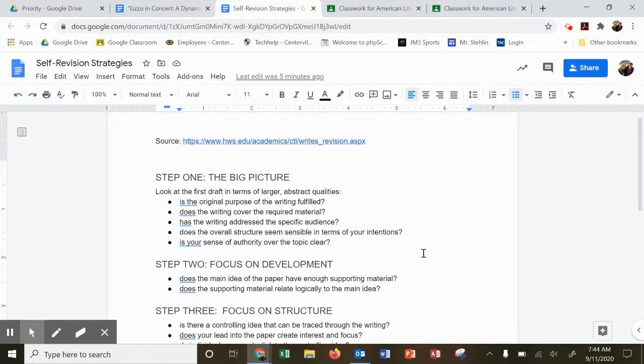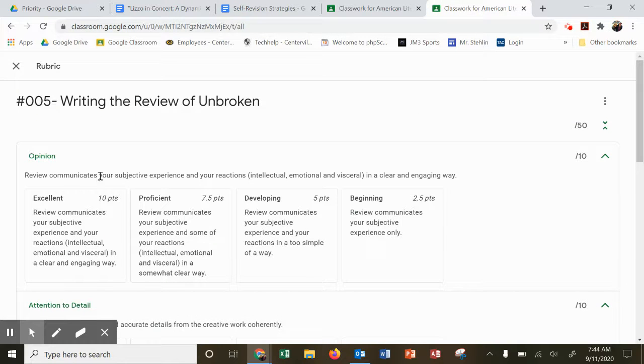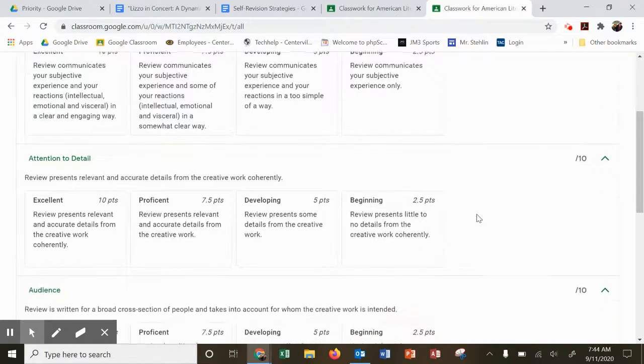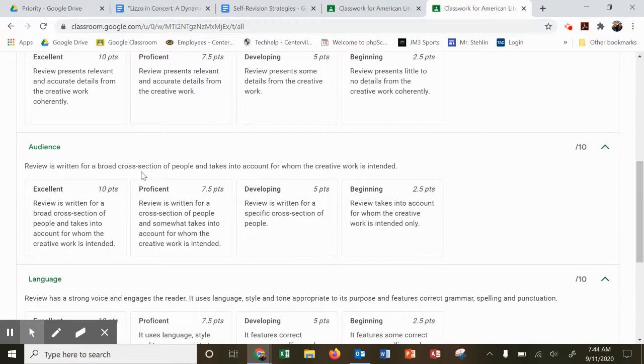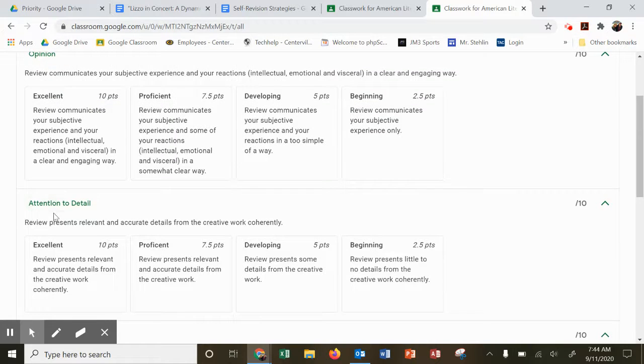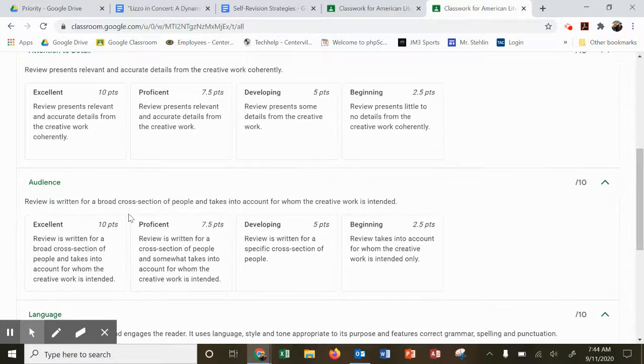Well, again, this comes back to reflecting on the rubric. Can you share your opinion, your feelings, your intellectual rationale, right? Your visceral, your sharp feelings in a clear and engaging way, right? Furthermore, can you use details to support your feelings and thoughts, right? And can you address that? Can you mix those 2, opinions and attention to detail, considering your audience?